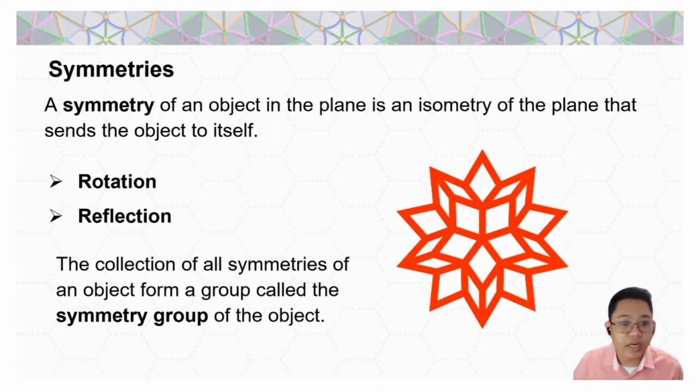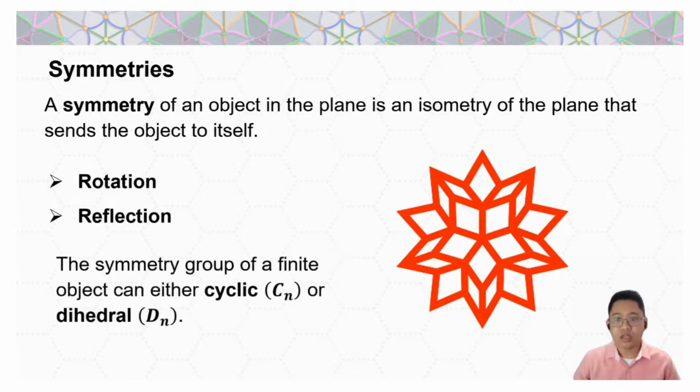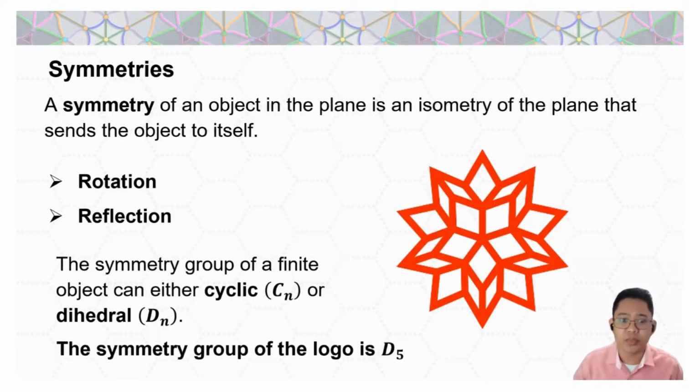Now, for a finite object like this one, you can have two types of symmetry groups, which we call cyclic and dihedral groups. Cyclic groups are only purely rotational symmetries, so they do not contain reflections, while dihedral groups contain rotations and reflections. So that's the difference. For instance, this particular logo here, its symmetry group is what we call D5, or dihedral group.